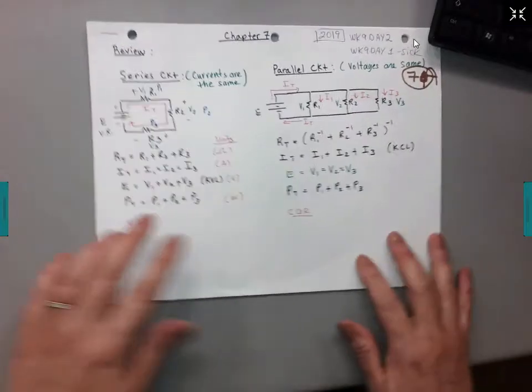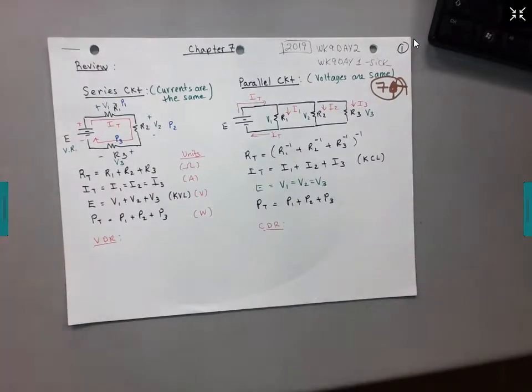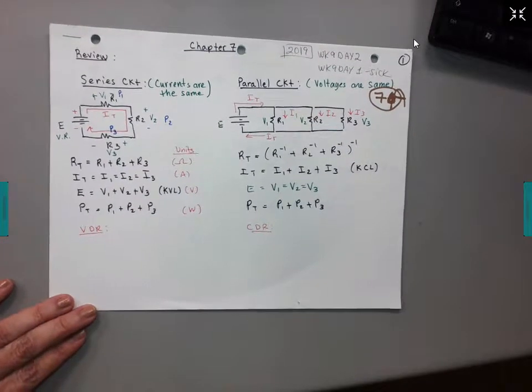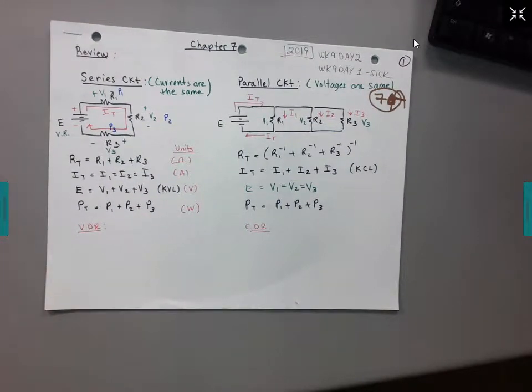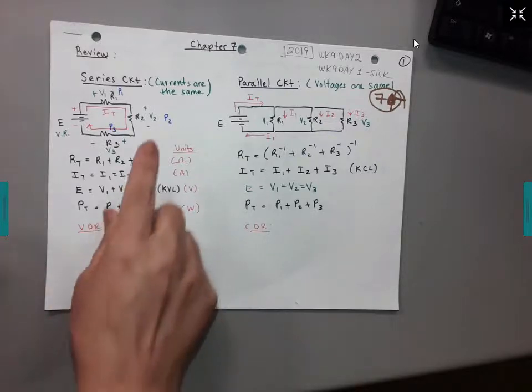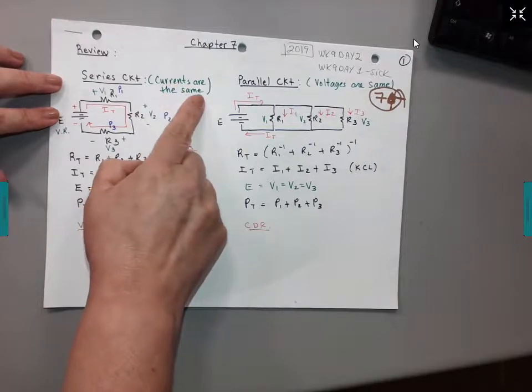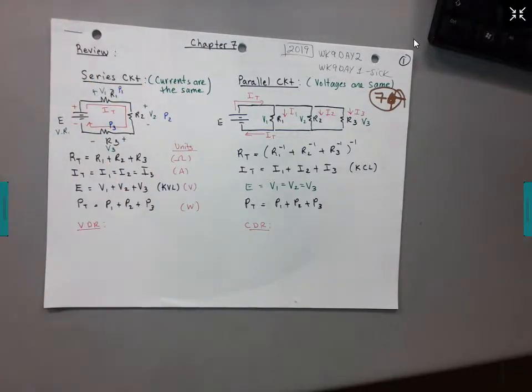Alrighty, so this is chapter 7. These are my notes for series and parallel circuits. Everybody should have the formula sheet. Yes? So in a series circuit, the currents are the same. Remember that. That's the first thing that should pop up to you.